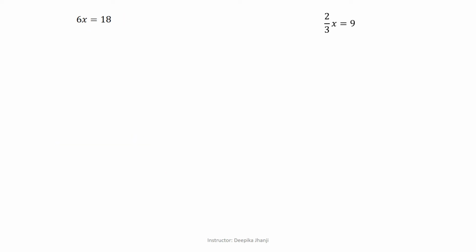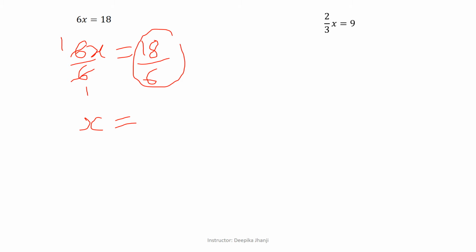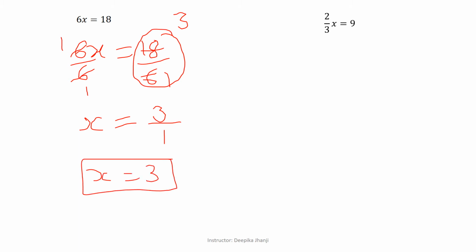So we have 6x equals 18. Divide both sides by 6. This 6 cancels with the numerator and you are left with x on the left side. On the right hand side, because you have a fraction, you'll reduce this fraction into lowest terms. Now 6 ones are 6, 6 threes are 18, right? So you get 3 upon 1 which is nothing but 3 itself. So x is 3.